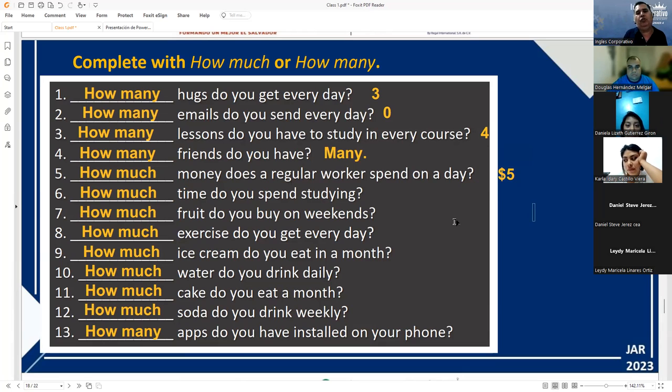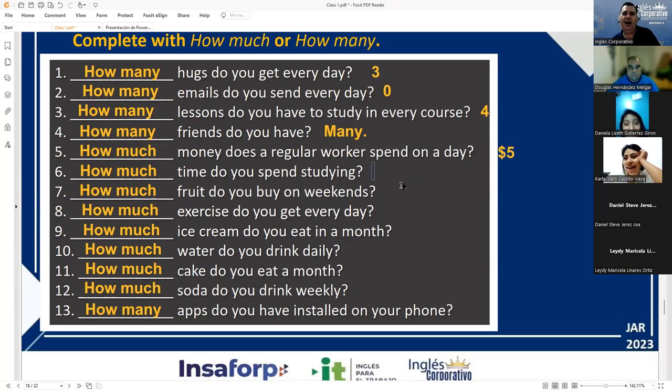Okay, how much time do you spend studying? 2 hours. Okay. I'm going to believe you. Voy a creer. Esas 2 horas cuentan. No, chula, these 2 hours don't count. Only the hours that are outside the class, for the homework. Okay. 15 minutes. Oh, yeah. 15 minutes. Fine.